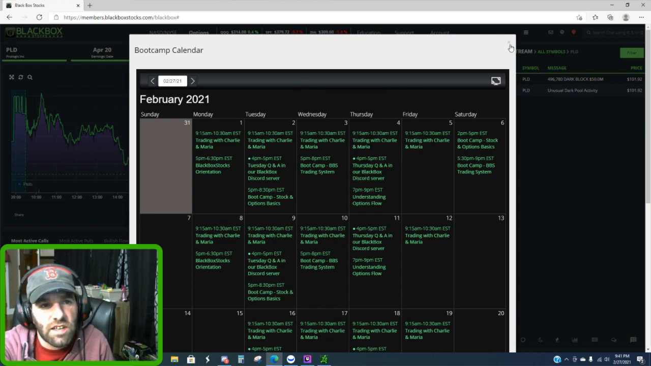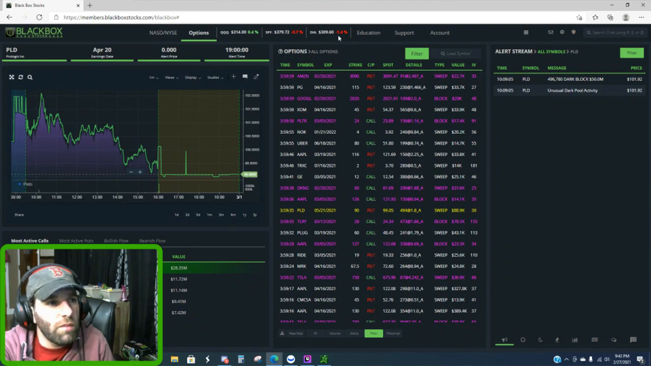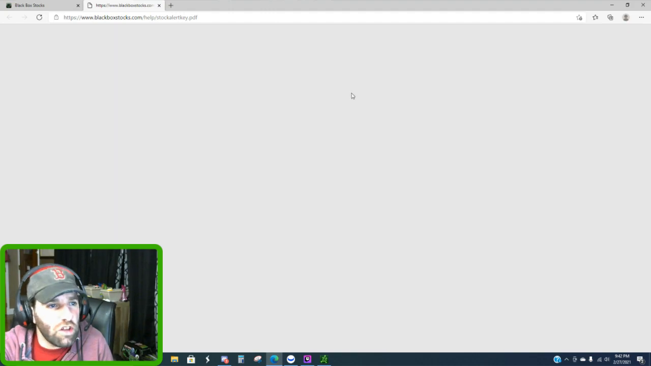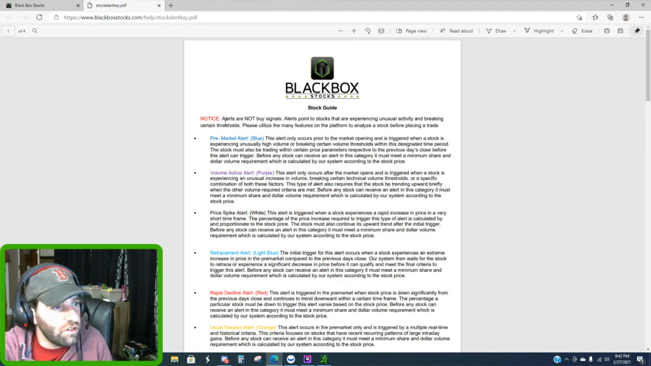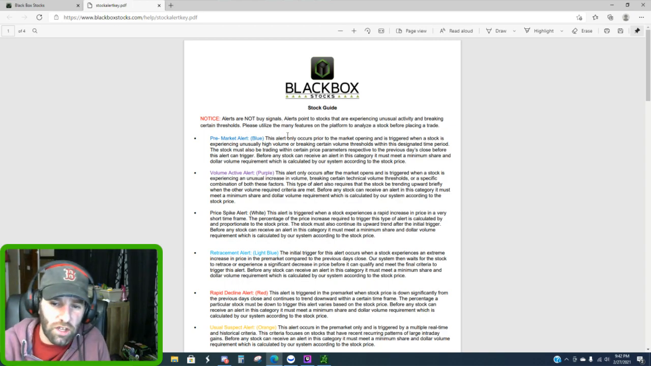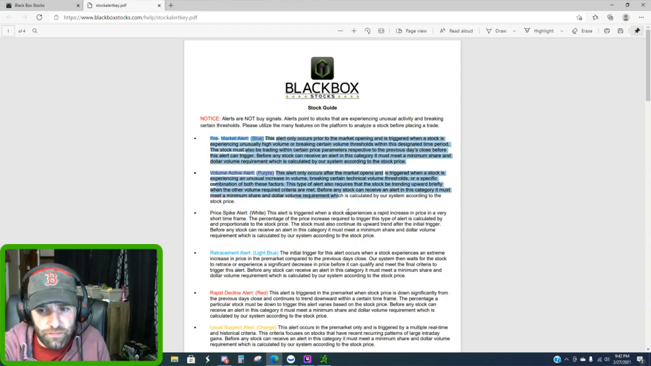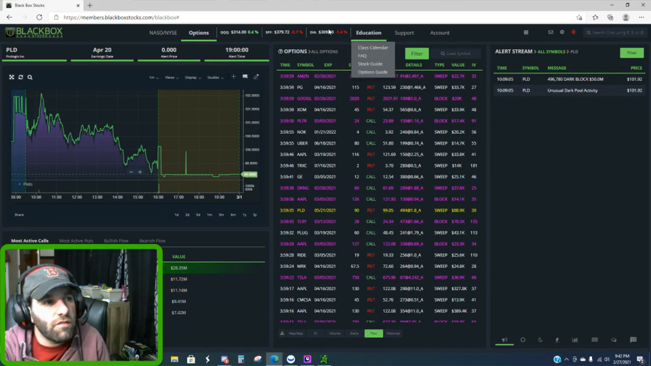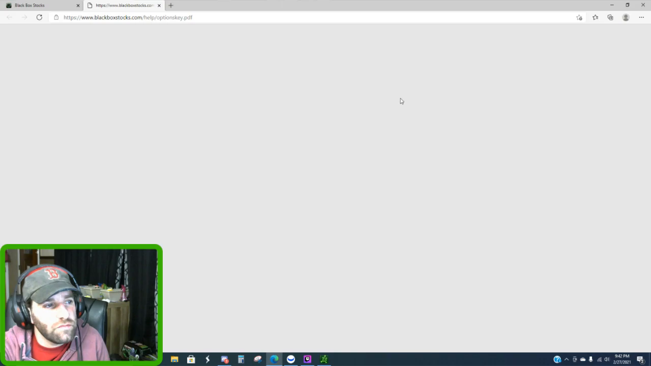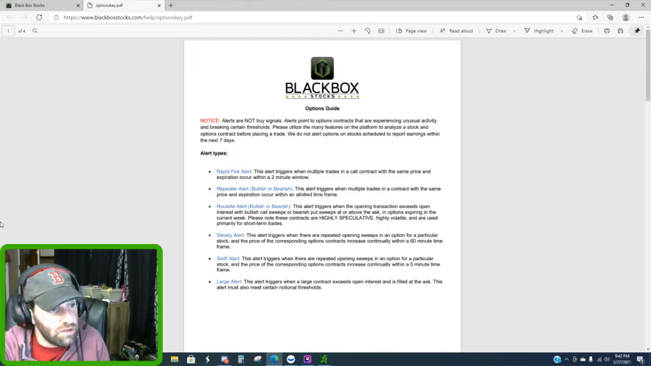But so they have these class calendars. Those are all live webinars. Not only that, you have your stock guide. What are all those colors, right? Here's your colors. They're not buy signals. Obviously, it's more like a disclaimer, but it gives you all this information. Why is it alerting? What the color is for the alert, and they have it for the options too, which I prefer sweeps.